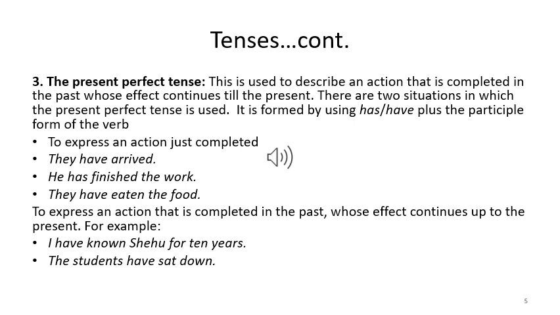So the effect of the eating is still being felt in the present, even though the action of eating itself is already completed. So this is when we use the present perfect tense, when an action has just been completed. The present perfect tense is also used to express an action that is completed in the past whose effect continues up to the present. For example, I have known Shehu for 10 years. The students have sat down.